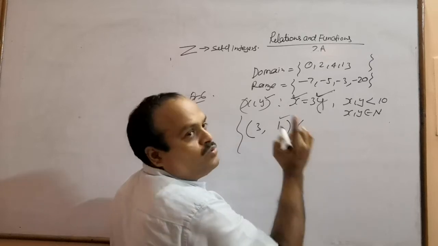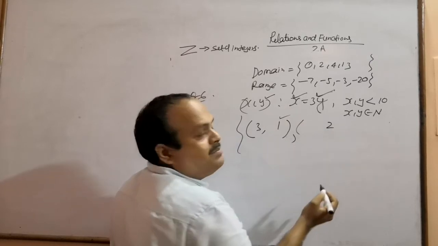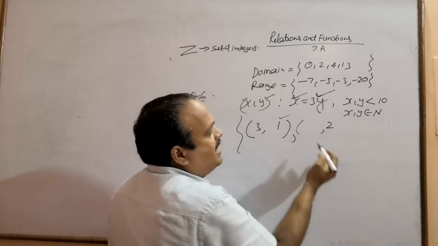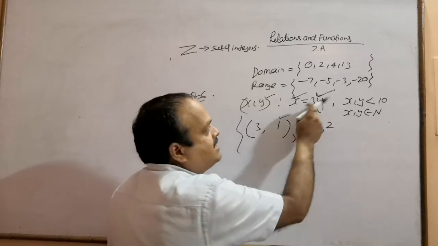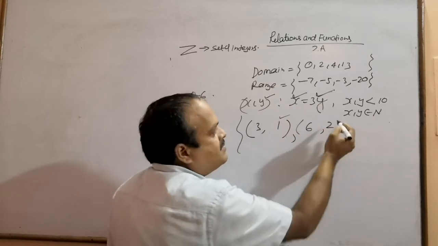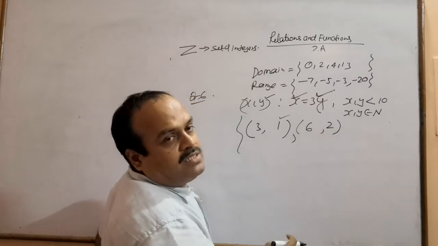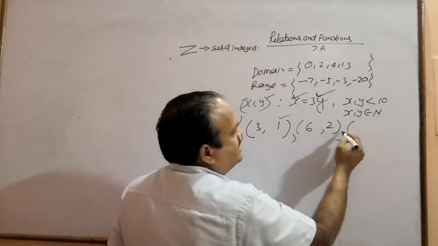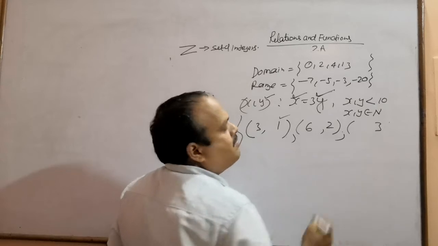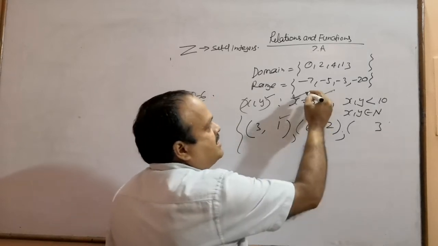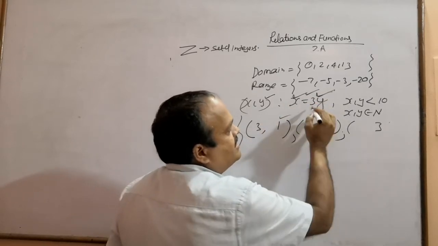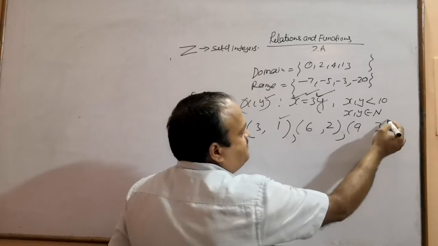Now I am going to give 2. I give the value of y as 2, then I get the value of x as 3 times 2, which is 6. So the second ordered pair is 6 comma 2. Next I write the value of y as 3. Using this pattern I get the value of x as 3 into 3, which is 9.